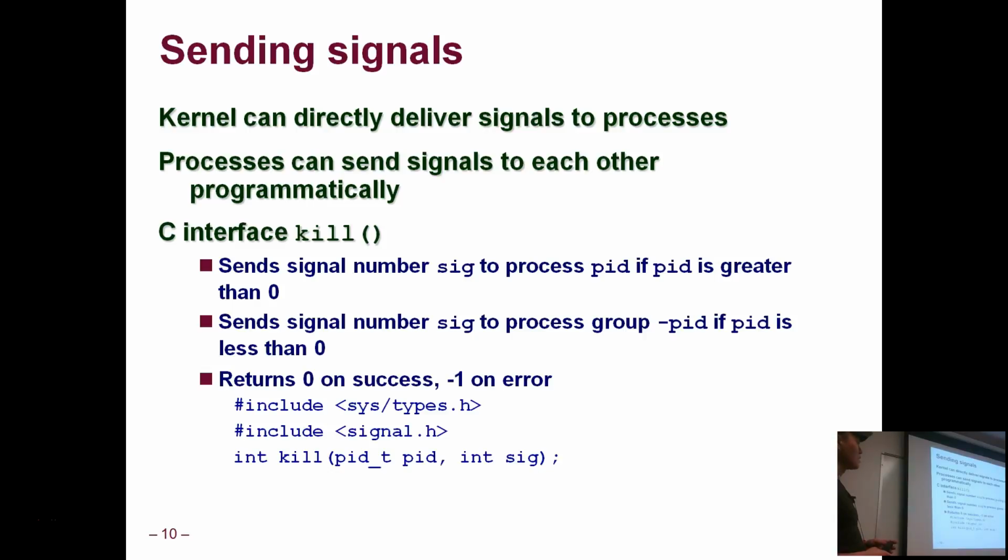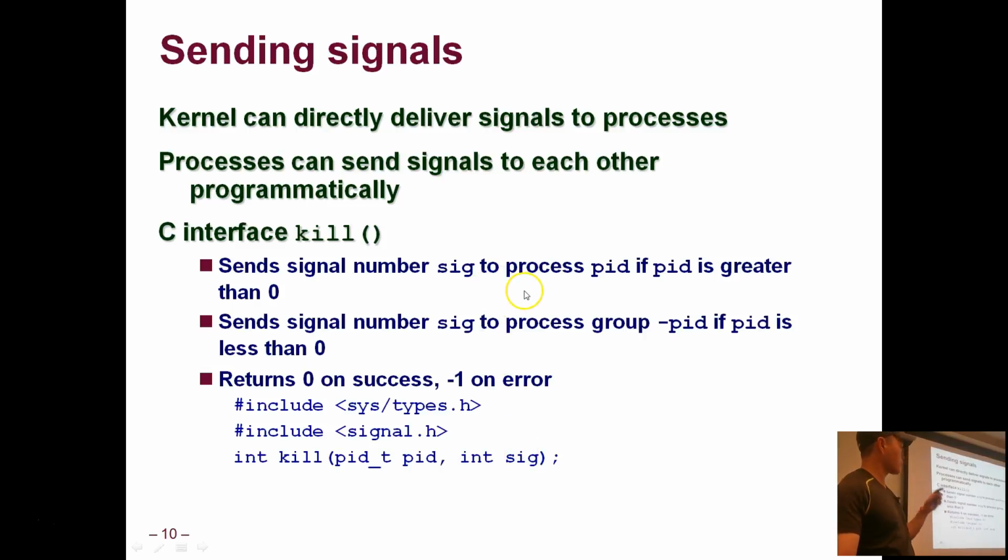So there is a programmatic interface to send signals to other processes, and this is the kill call. Typically, it just takes a signal number and a process ID to send it to. So that's what this prototype is. It's got the PID first, and then the signal number to send it.